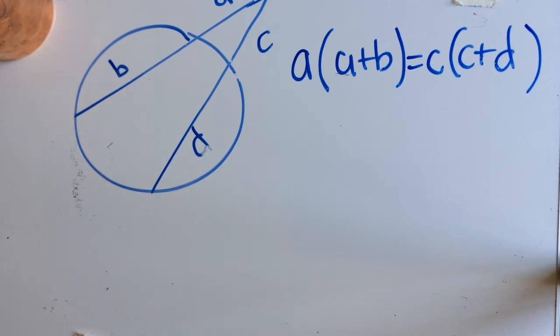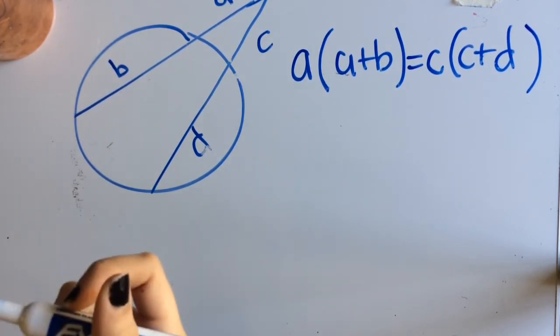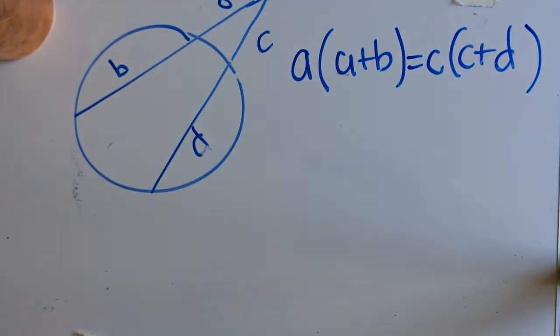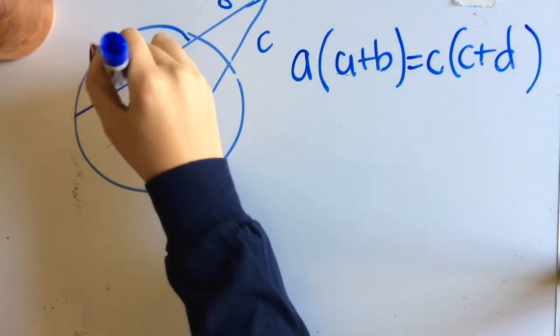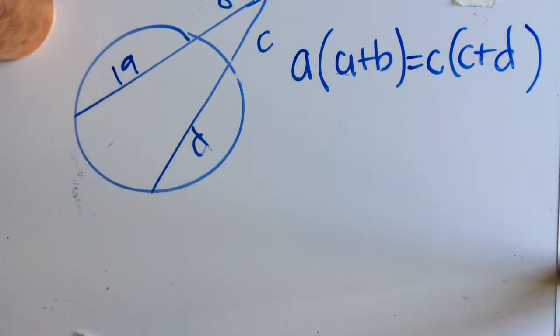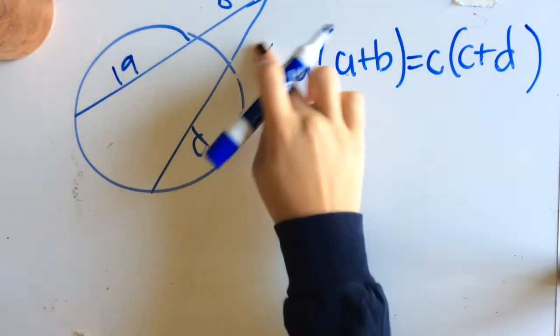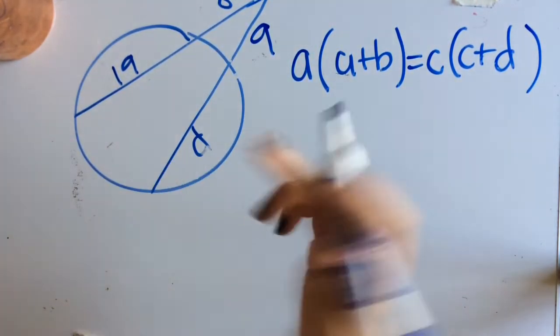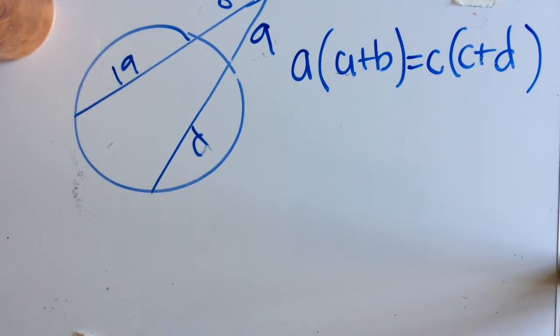And remember, we always do parentheses first when we're solving this problem. So I'm going to get an example where we have A equals 8, B equals 19, C equals 9, and D equals D, or we can make it X. It doesn't matter. It's just a variable.